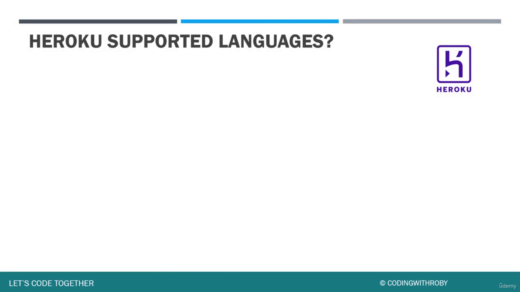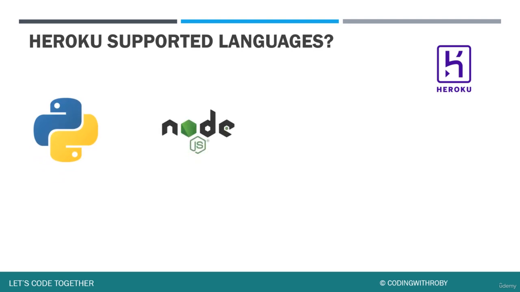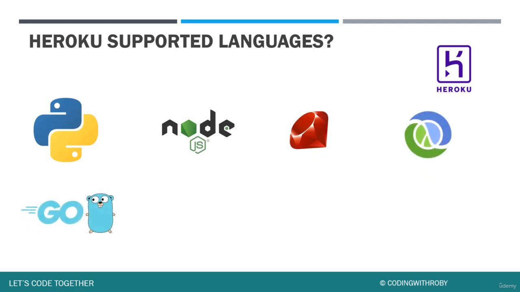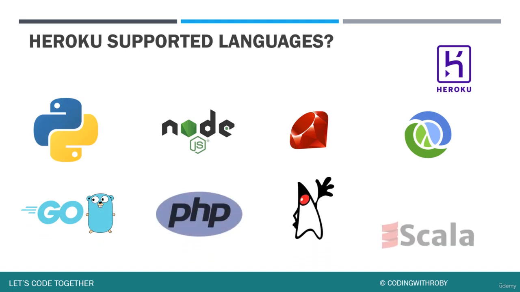Heroku has some officially supported languages. These languages include Python, which we're going to be using, Node.js, Ruby, Clojure, Go, PHP, Java, and Scala. In addition to these officially supported languages, you can use any programming language that runs on Linux with Heroku via a third-party buildpack.